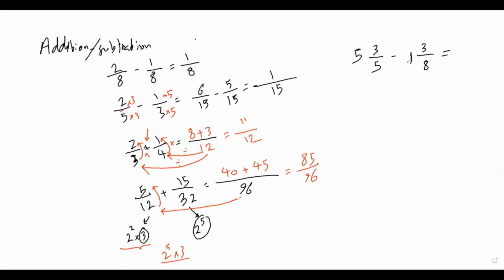And this is basically 4, and you find a common denominator for 5 and 8, which is basically 40. 40 divided by 5 is 8 times 3, 24, minus 40 divided by 8, 5 times 3, 15. And the final answer is 4 and 9 over 40.